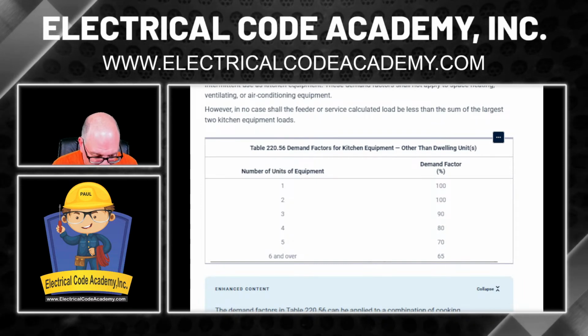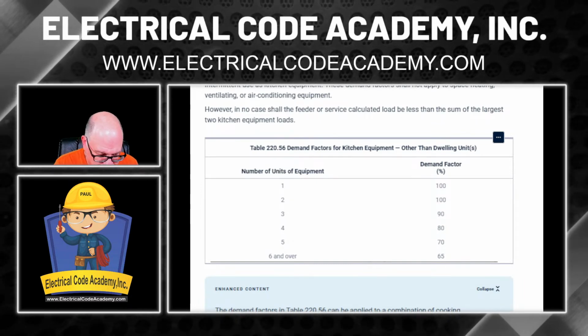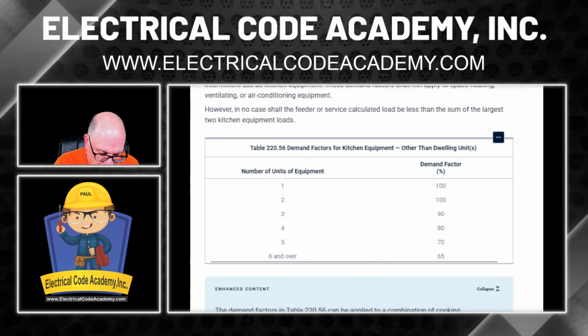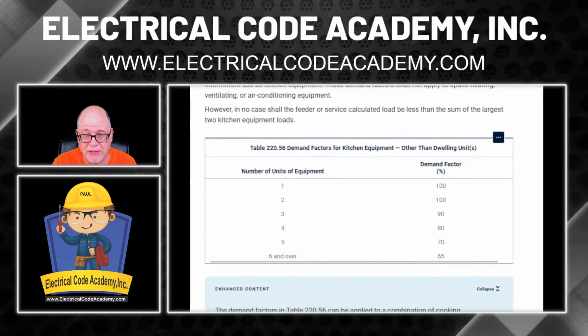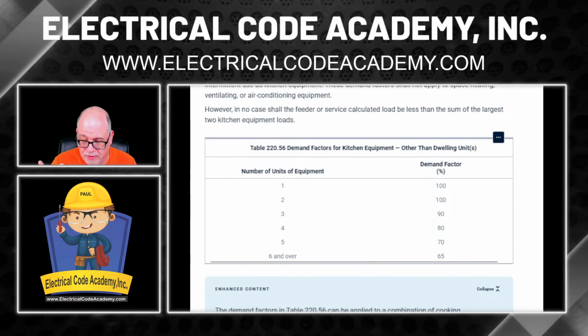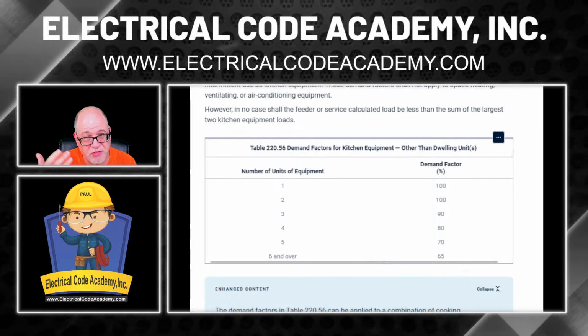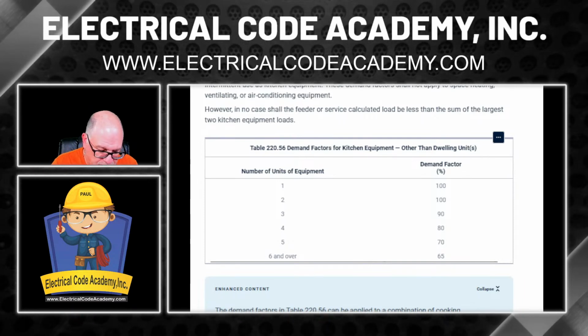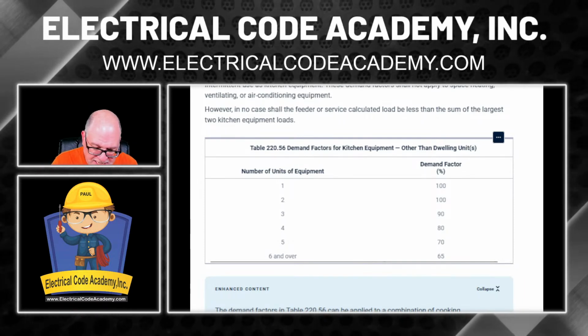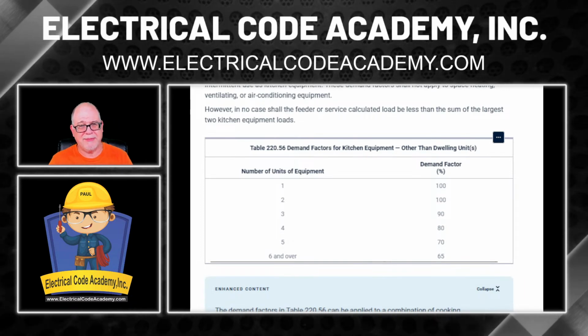So I get to take that 67.2, and I'm going to multiply that by 0.65, if that's how your calculator works, or you can just do it 67.2 times 65%. Most calculators do it both ways. That gives me 43.68 kW.